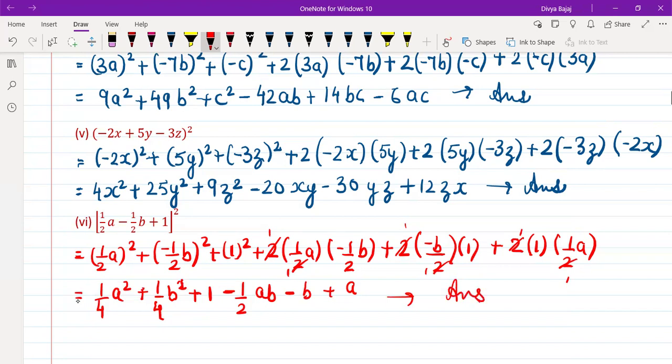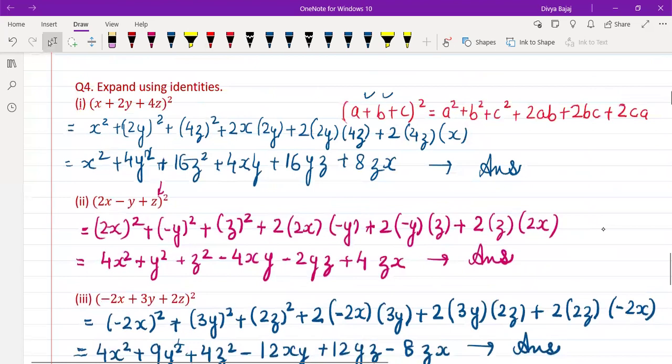So I hope all the parts are clear of question number 3 or question number 4 that we did today of the exercise. We have used only one identity in all the parts. I am just repeating that identity, which says a plus b plus c whole square is equal to a square plus b square plus c square. First do the square of all the three terms separately, then do the twice: twice of the first and second term, twice of the second and third term, twice of the third and the first term. So when you do more and more practice, you will gradually learn the identities.